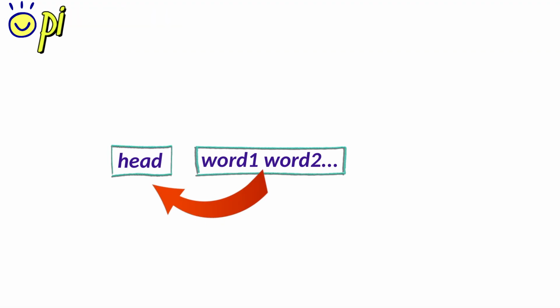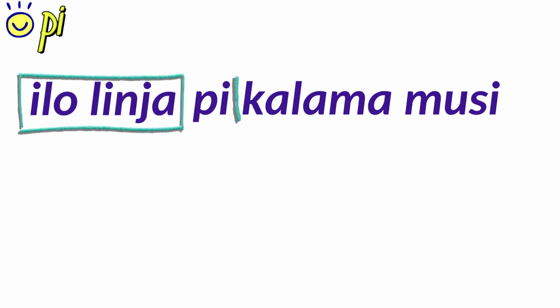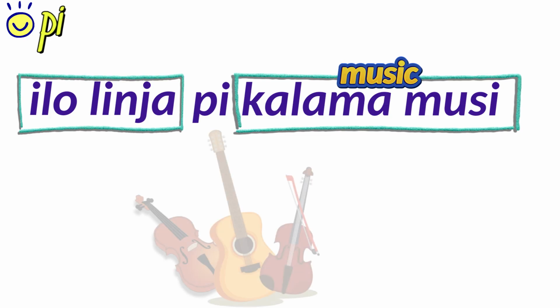Sometimes you want to add a group of words as a single modifier, not just one word at a time. In that case, you need to use the word pi. Consider the following example. Ilolinia is a tool that uses strings, for example, a painting brush. But what about this? Ilolinia pi kalamamusi. Here we're modifying the first part with a combination of two words, kalamamusi, playful sound, or simply music. Altogether, it gives us a tool that uses strings to create music, like a violin or a guitar.